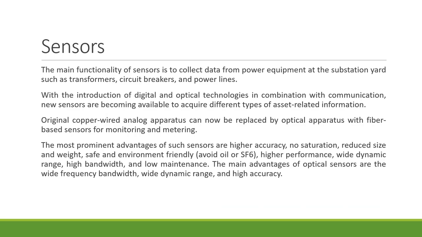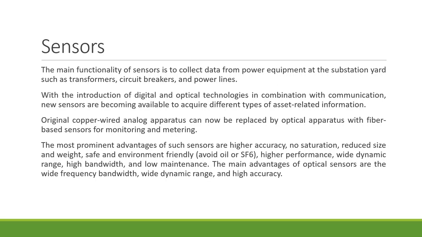The second thing which substation automation is going to use is the sensors. We already talked about the sensors. The main function of a sensor here is to collect data from equipment, that is, the power equipment available at the substation yard. Think about transformers, think about circuit breakers, you can think about the power lines. So it is going to collect the data from these devices.